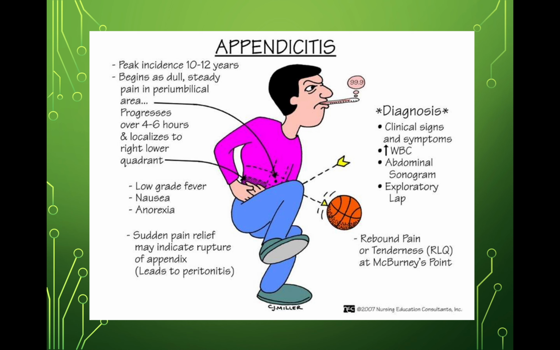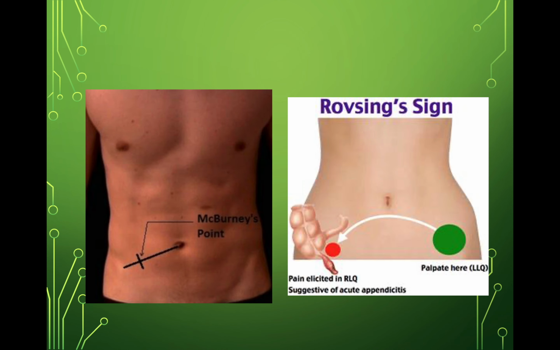Leukocytosis might be present. And if a patient has a sudden relief of their pain, this is an indicator that the appendix has now ruptured. That's not a good thing, because now all of those contents are leaking out into the abdominal cavity, leading to peritonitis, and the patient can become very gravely ill very quickly, and is going to require much more urgent surgery. So, something to keep in mind there.